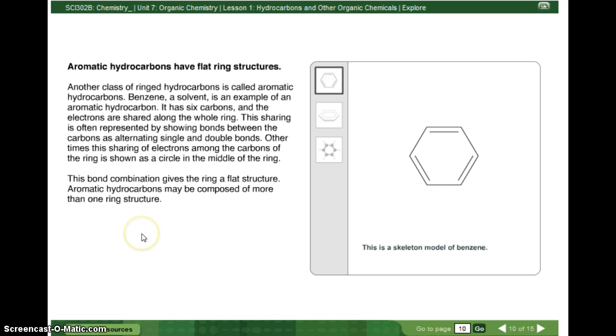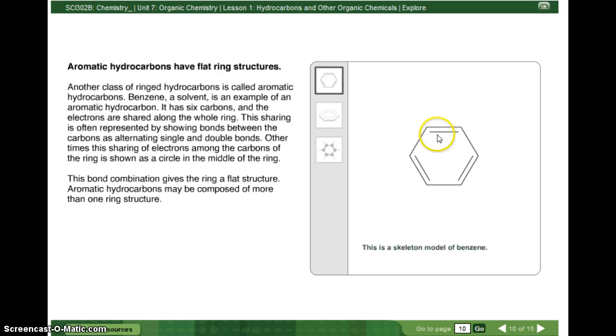So benzene has 6 carbons and the electrons are shared along the whole ring. This sharing is often represented by showing bonds between the carbons as alternating single and double bonds. Other times, this sharing of electrons among the carbons of the ring is shown as a circle in the middle of the ring. This bond combination also gives the ring a flat structure. Aromatic hydrocarbons may be composed of more than one ring structure.